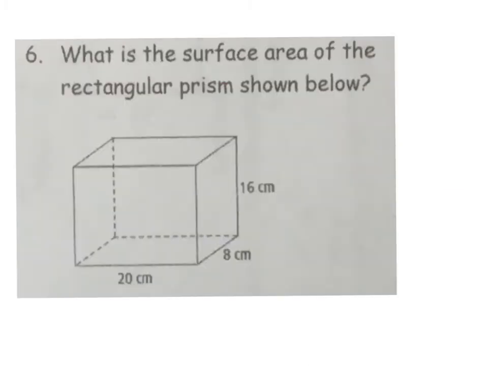Okay, number 6. What is the surface area of the rectangular prism below? Okay, surface area. It's perimeter of the base times the height plus 2 times the area of the base.